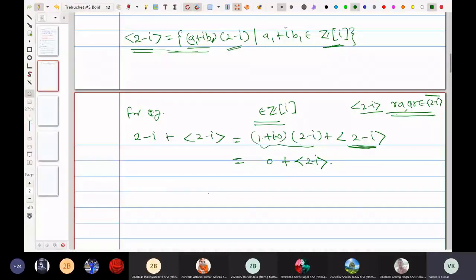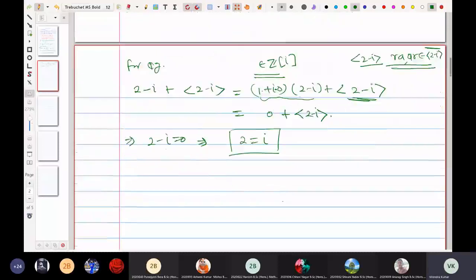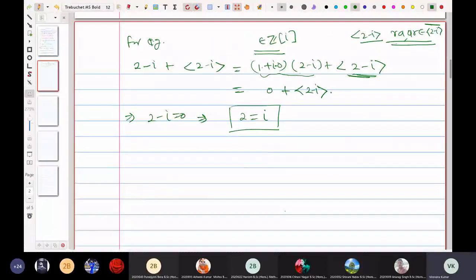But anyway, what could be done? So this implies that 2 minus i should be 0, and this holds if 2 equals i. So this is interesting, something amazing. 2 is equal to i.